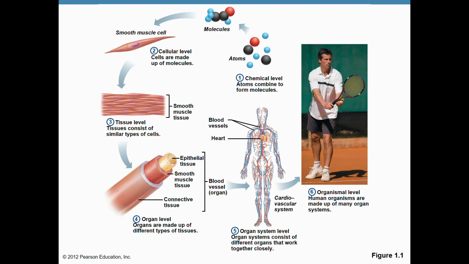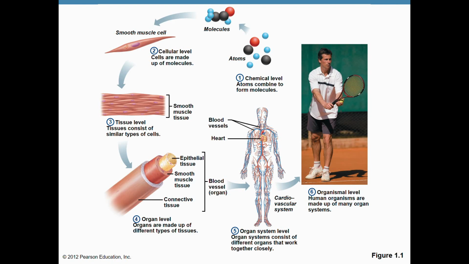The tissue level is made up of tissues, which consist of similar types of cells that perform a particular function in the body. There are just four basic types of tissues in our body. We have the epithelial tissue, the connective tissue, the muscular tissue, and the nervous tissue, which will be discussed thoroughly in our next chapter. Then next, we have the organ level.